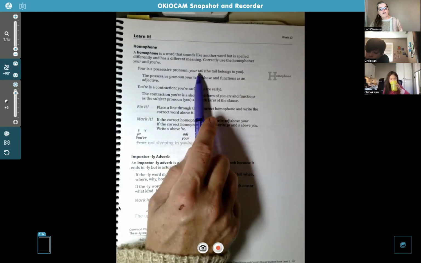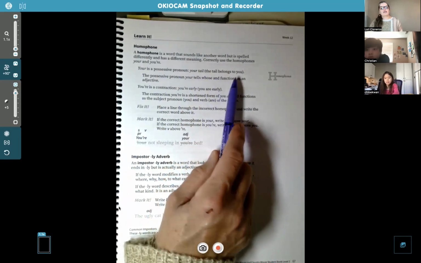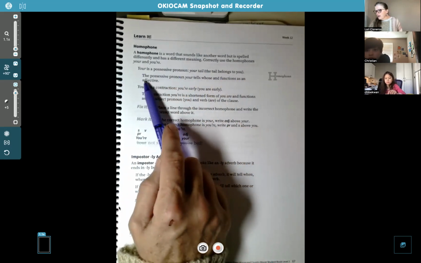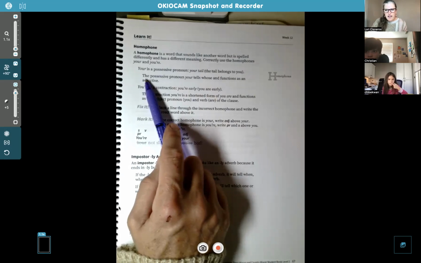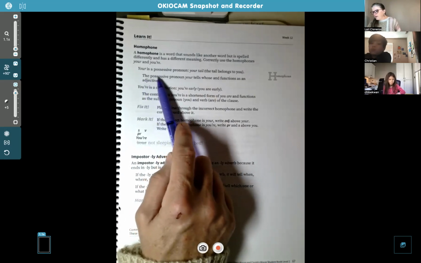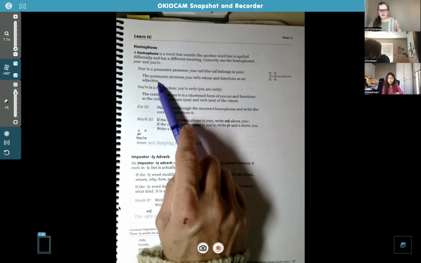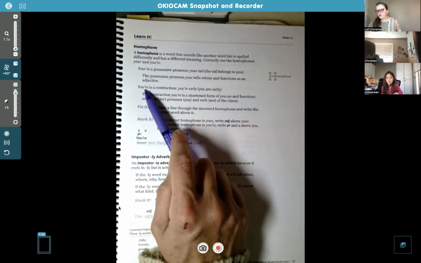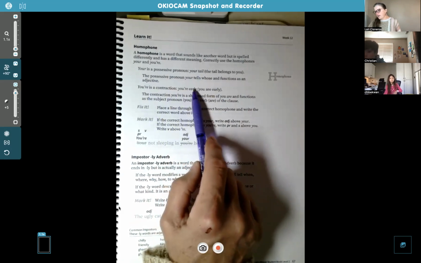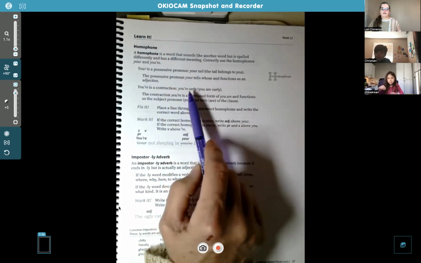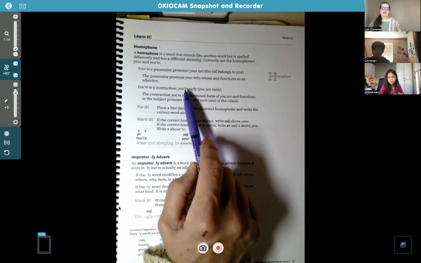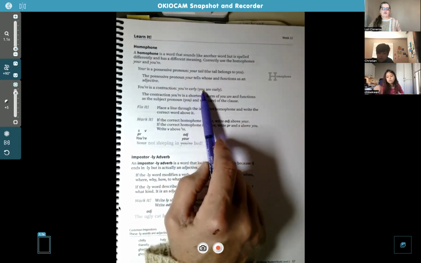Your tail, if you were a cat or a dog or some sort of animal, the tail belongs to you. Or if you're dressing up for Halloween and you have a cat tail on or something like that. The possessive pronoun tells whose and functions as an adjective. Here with the apostrophe, it's a contraction. You're early, you are early. So you're with an apostrophe is a contraction for the words you are.